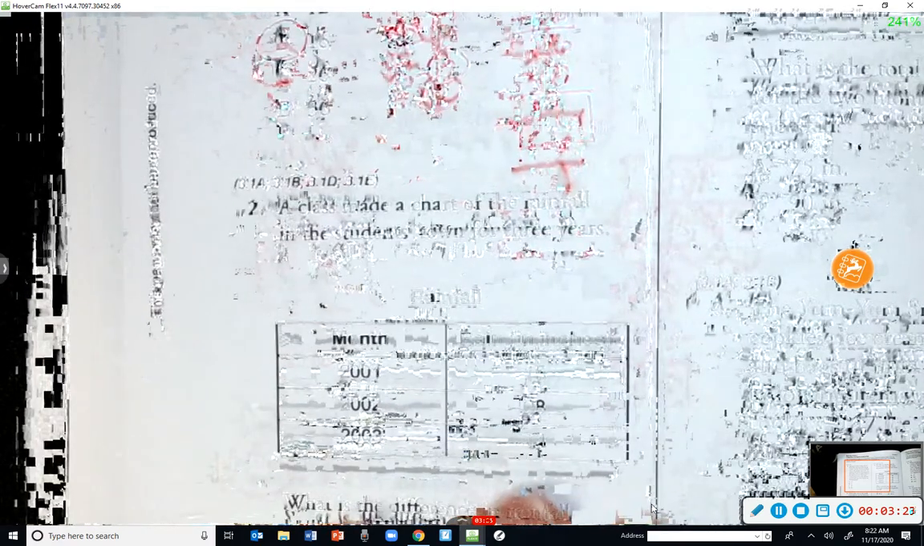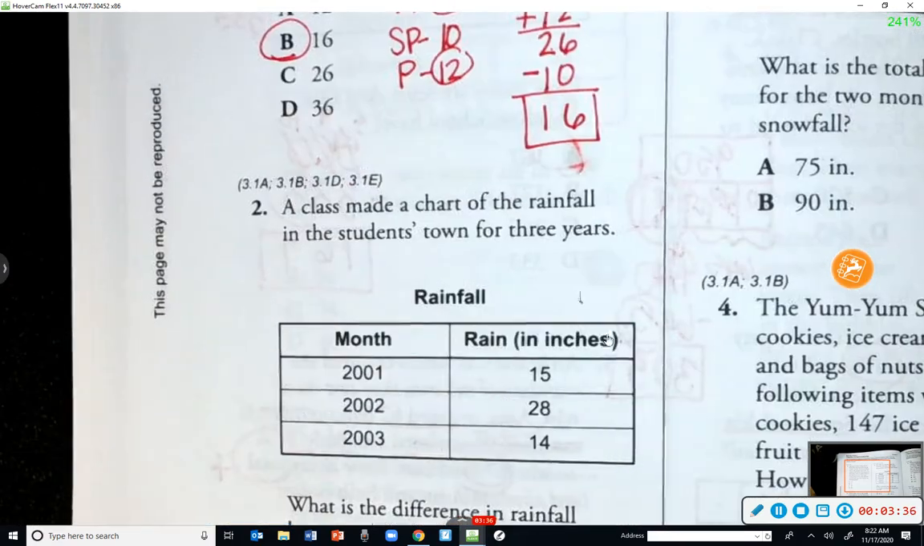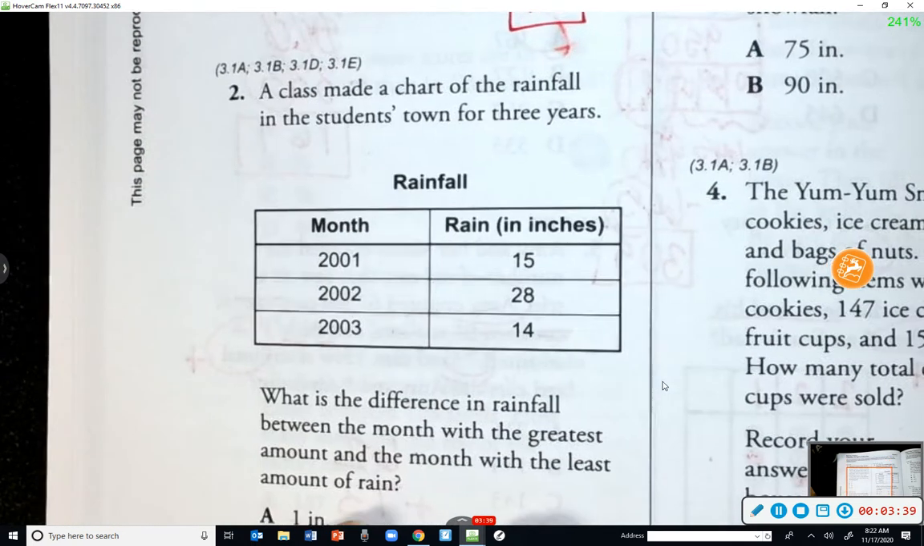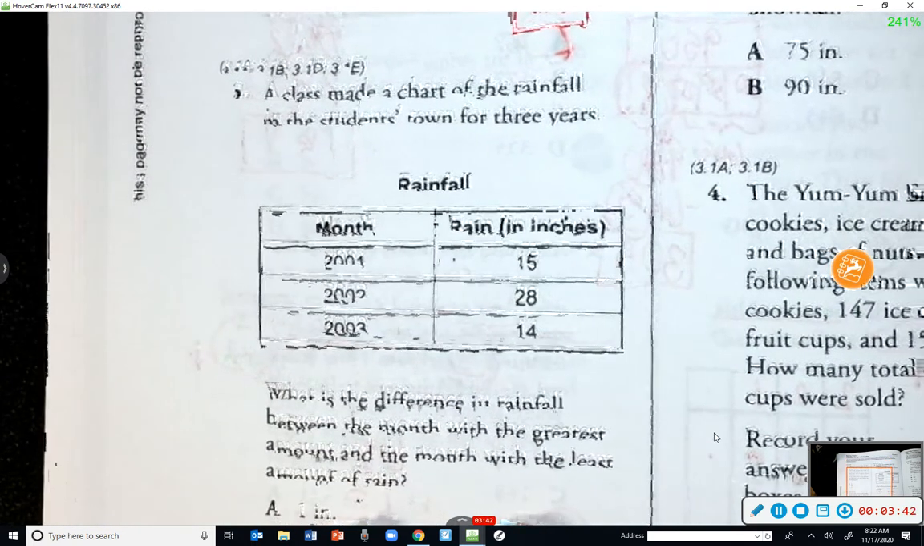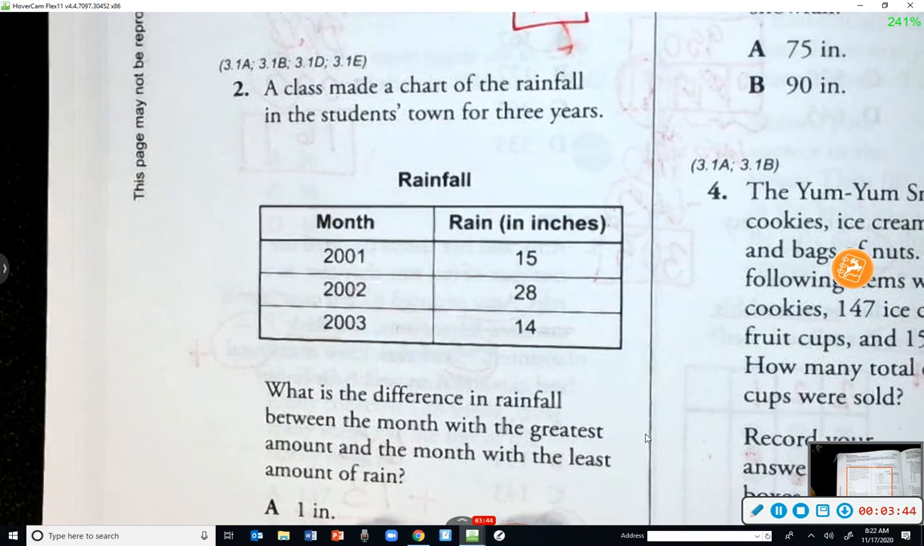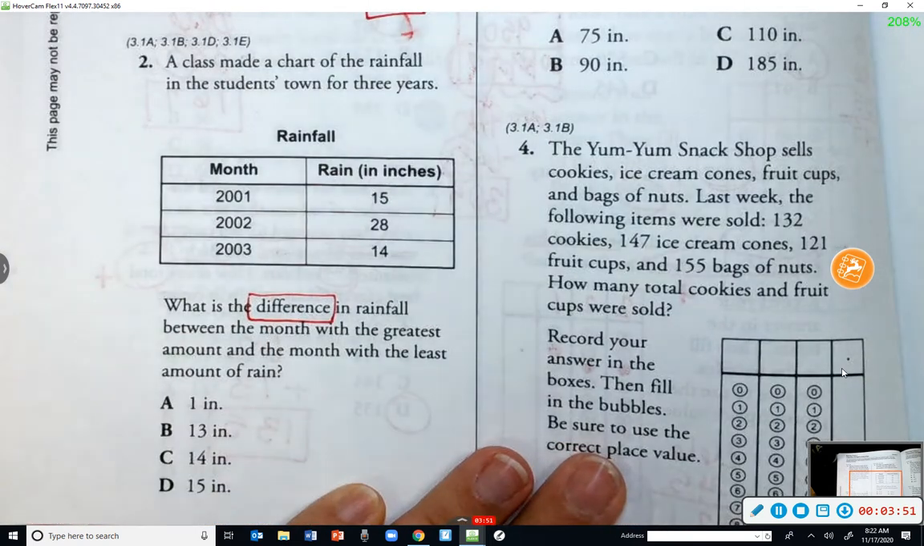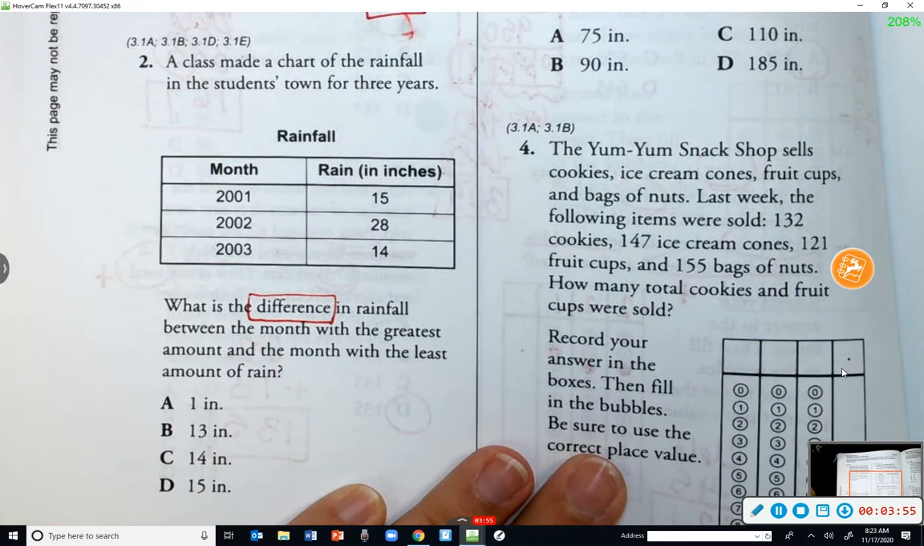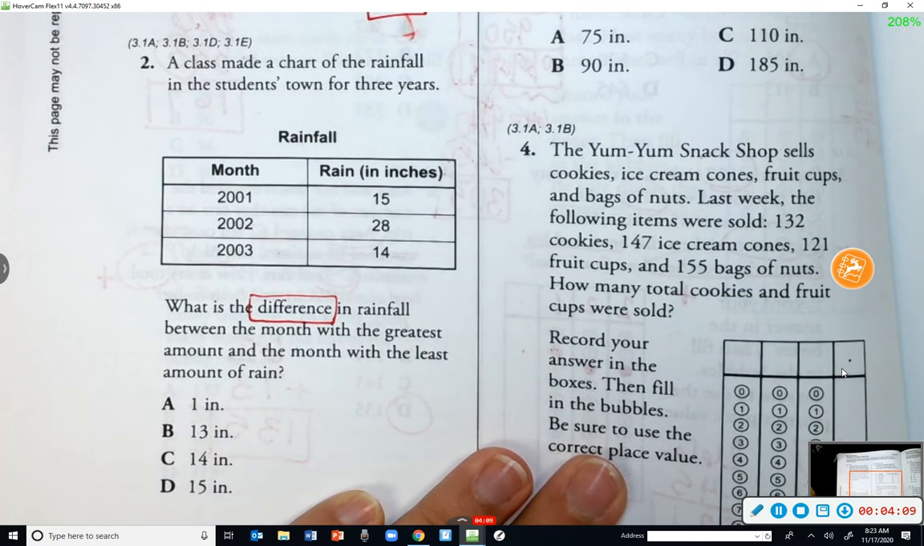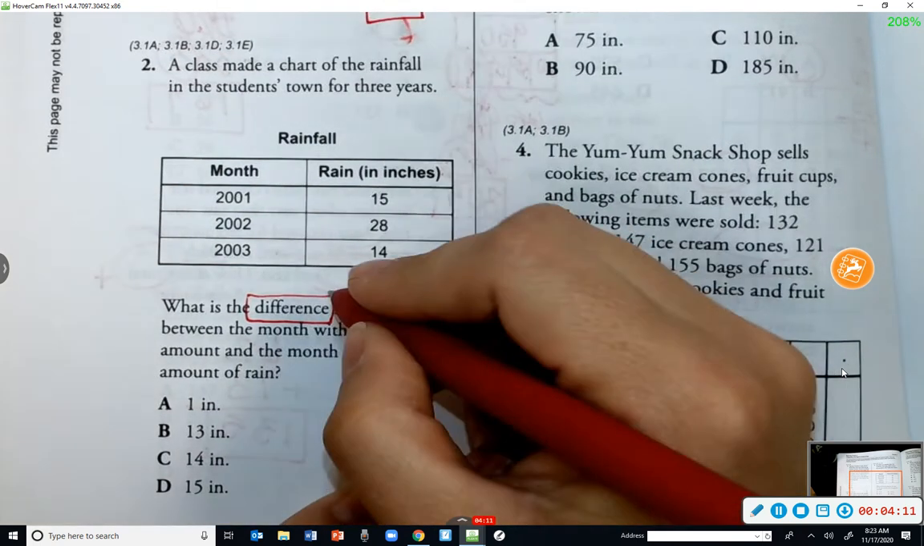Number 2, a class made a chart of the rainfall in the student's town for 3 years. What is the difference in rainfall between the month with the greatest amount and the month with the least amount? Okay, what does difference mean in math? Difference means subtract. Good. What does difference mean, class? Subtract. What does difference mean, Brandon? Subtract. So when you see the word difference in a math problem, it does not mean you describe what's different. It means you subtract. Okay?